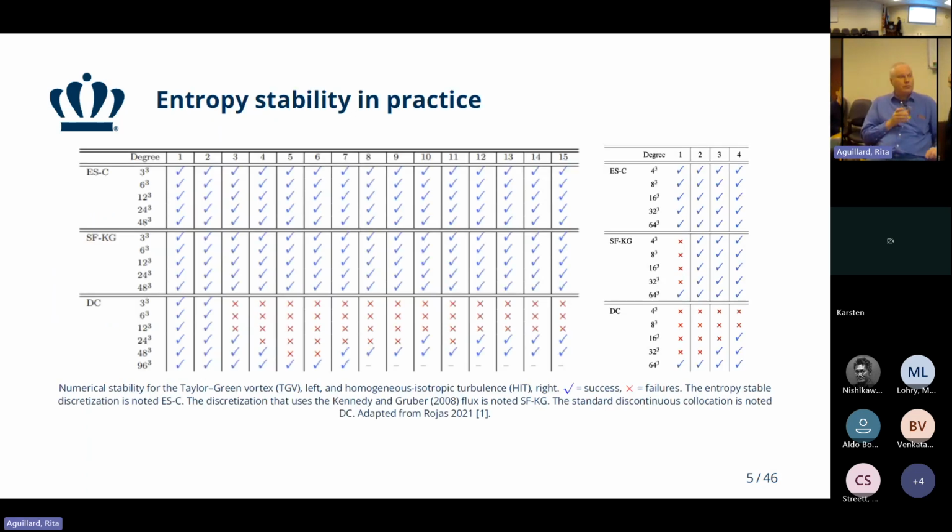I like to start with this slide, in which I have three different schemes. On the left, we have the Taylor-Green vortex, and on the right, we have the homogeneous isotropic turbulence case, and they're both subsonic. A check mark means the simulation was successful, a cross means it failed, it blew up. The top row is an entropy-stable scheme, and the second and third rows are non-entropy-stable. As you can see, in practice, the entropy-stable scheme hasn't failed any of these cases, whereas you get mixed results for non-entropy-stable schemes.